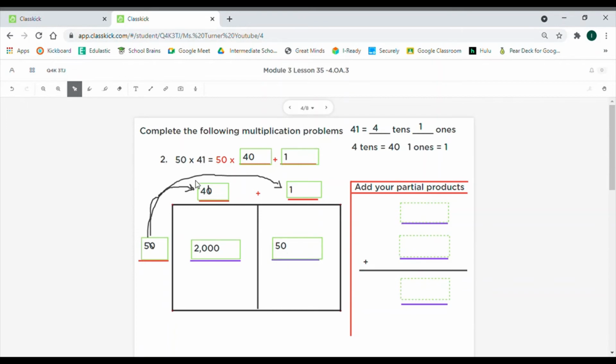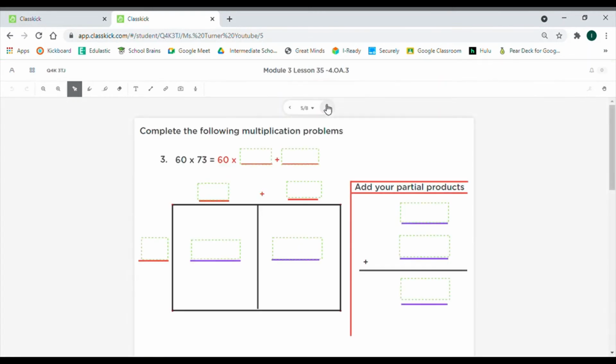Now let's go ahead and add our partial products. Remember, you're always going to start with your first partial product and your largest number. And then you're going to put your second largest number in your addition sentence. So we're adding 2,000 plus 50. What's my sum? What do I get when I add 2,000 plus 50? Yeah, 2,050. You guys are so smart and you're catching on so quickly.